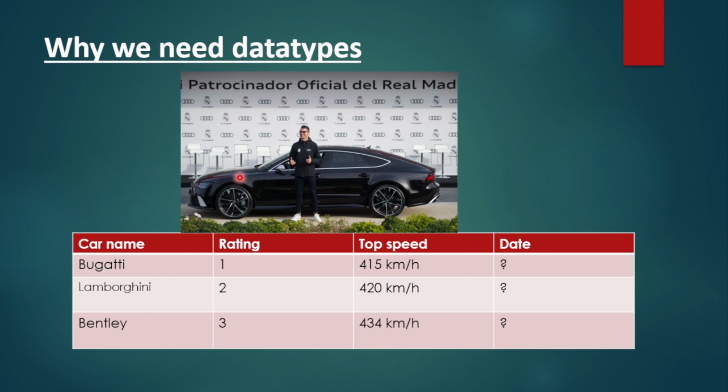So if we want to store the car name, rating, top speed, and date as a table inside our RDBMS, how can we store it? We already saw how to create a table, update data, and delete data. But now we are going to see the data types, why we need data types, and how we can use them efficiently with a practical example.